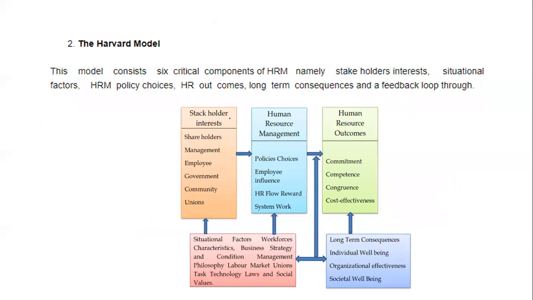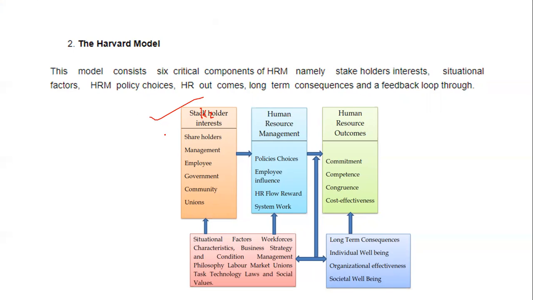Now let's go to the next model. Our next model is something called the Harvard model, which has 6 critical components. Now, what are those components? Stakeholders, S-T-A-K-E, stakeholders. Now, what are the stakeholders? All those people who are directly or indirectly connected to an organization. It can be your shareholders, management, employees, creditors, debtors, government, community, unions.